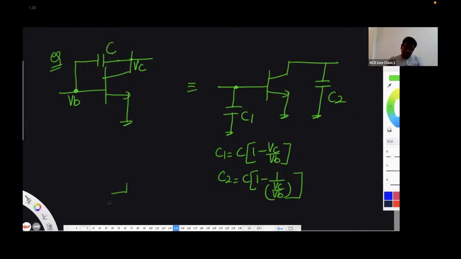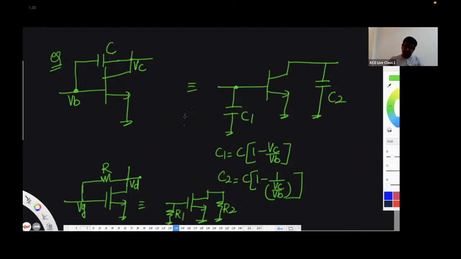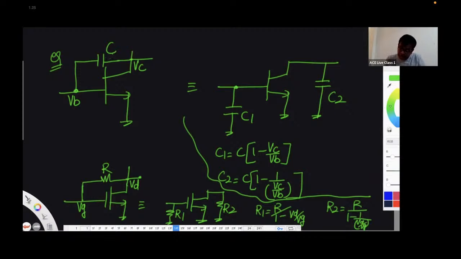So similarly, you can apply it for MOSFET also. So you have a MOSFET and there is a resistor here, R. This is VD, this is VG. You can split it into R1 and R2. So what is R1? R1 is going to be R by (1 minus output voltage by input voltage). And R2 is going to be R by (1 minus 1 by output voltage by input voltage). So this way, you can apply Miller's theorem for all these devices.